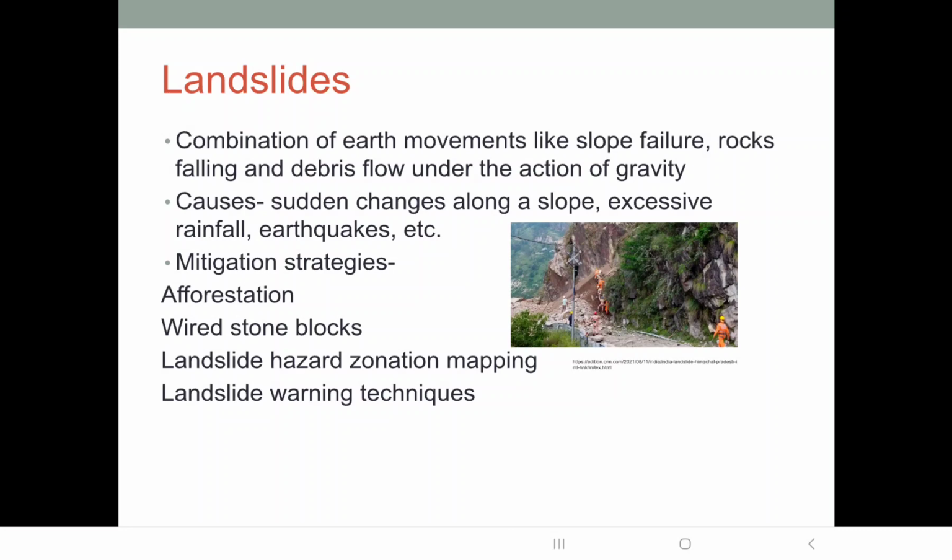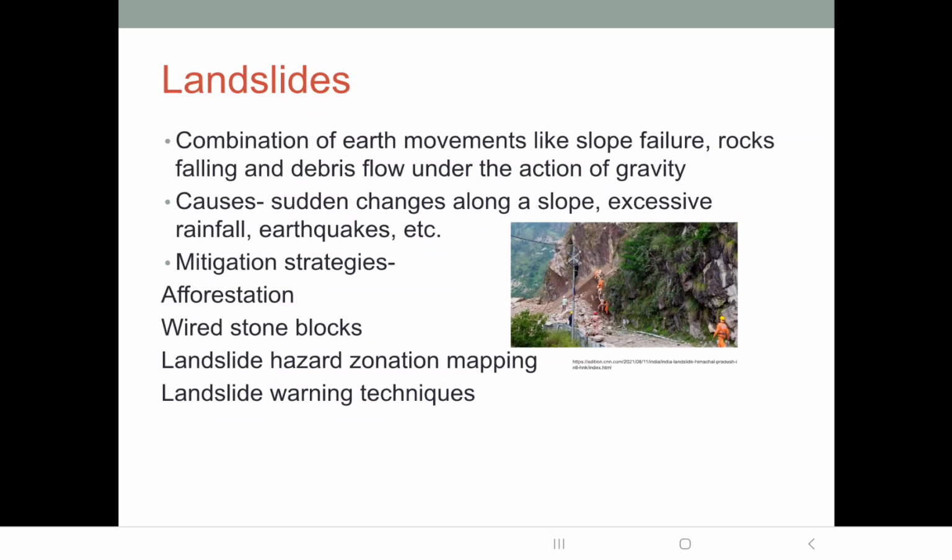You might have heard about Malin village. This tragedy occurred a few years back when the landslide fell on the entire village, and the entire village was destroyed in just a fraction of seconds. So one should decide whether to have human settlements just below such an area.